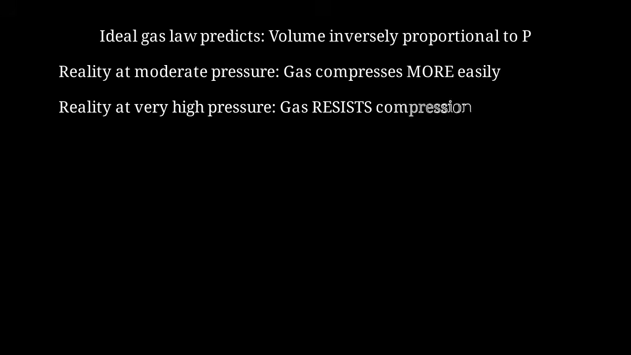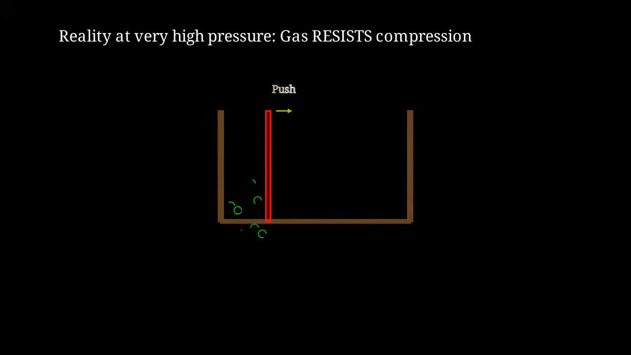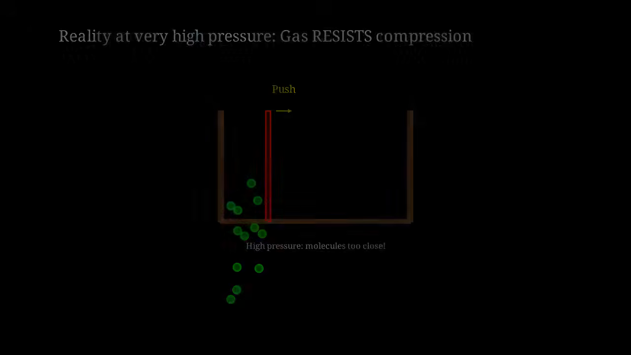Then, at very high pressures, the opposite happened. The gas suddenly resisted further compression much more strongly than predicted. It became almost incompressible, like a liquid. Imagine compressing gas in a cylinder. At first, it compresses easily. But then the molecules get so close together that their finite size matters. You can't compress them any further without enormous force.